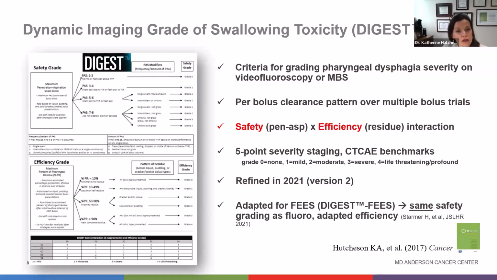And ultimately, it is based on swallowing safety as marked by penetration and aspiration events, as well as swallowing efficiency as marked by pharyngeal residue.